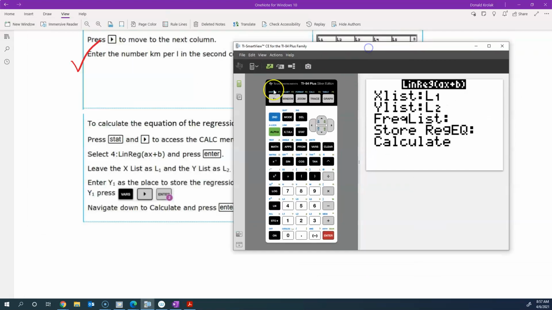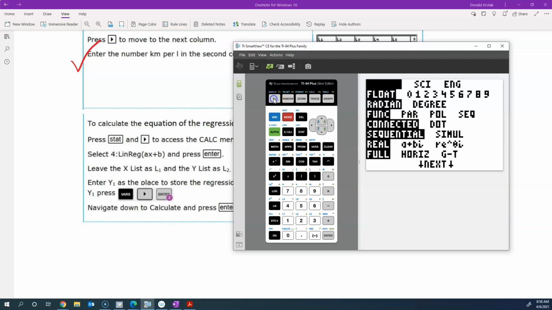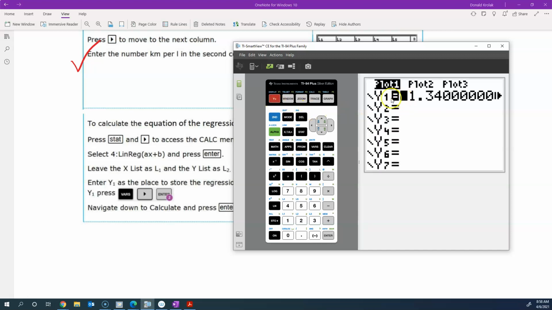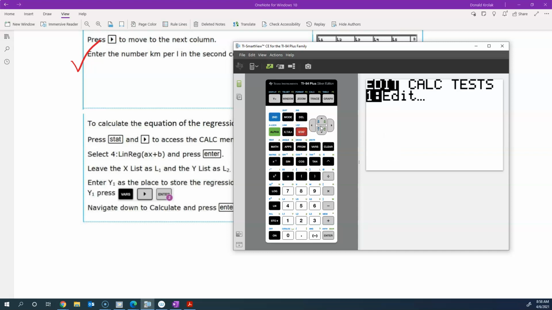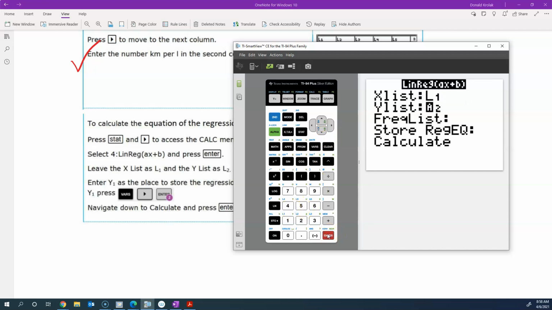When we're done, your equation is going to show up right on this page. So we want to put it there. To do that, go back, 4, enter. There is no frequency list.